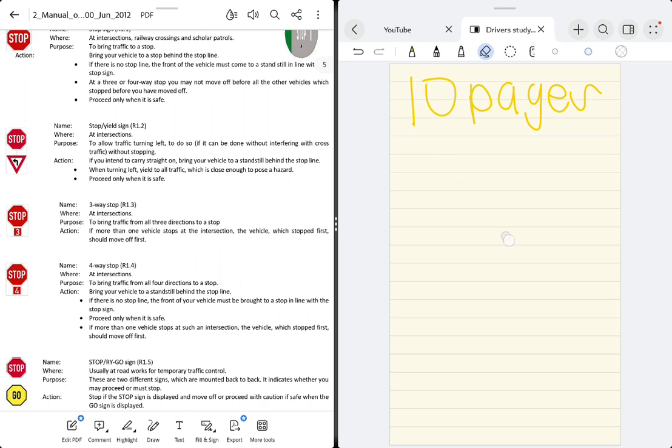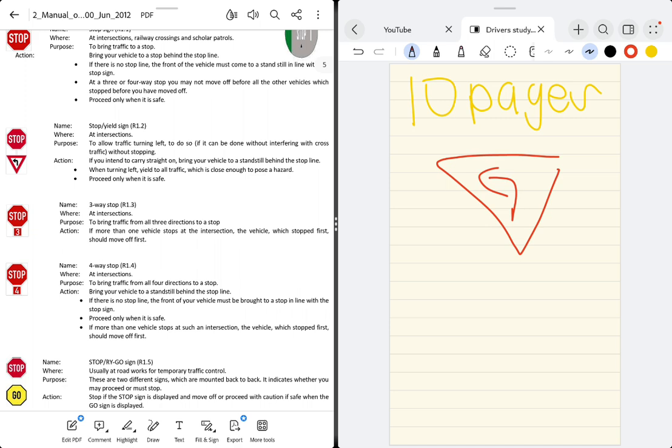So the yield one is gonna be something like this. That's the yield, right? If you intend to carry straight on, bring your vehicle to a standstill behind the stop line. It's to allow traffic to turn left to do so with cross traffic without stopping.